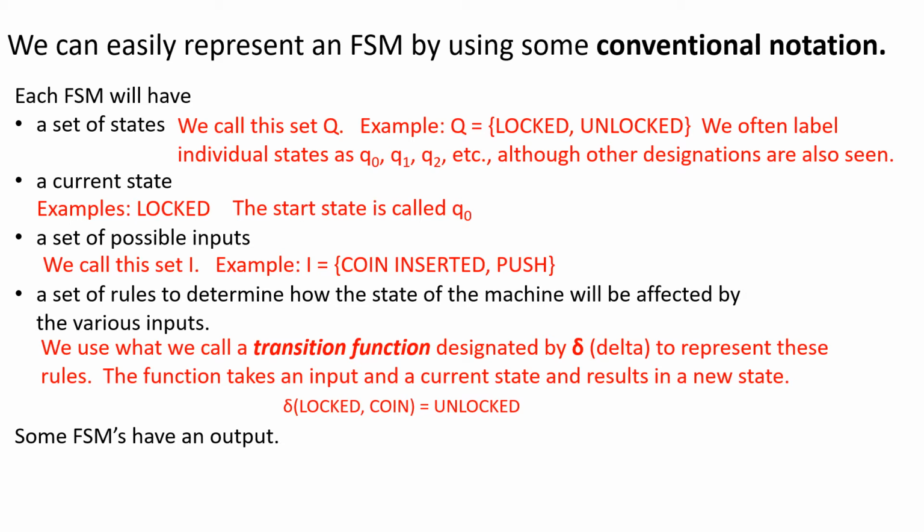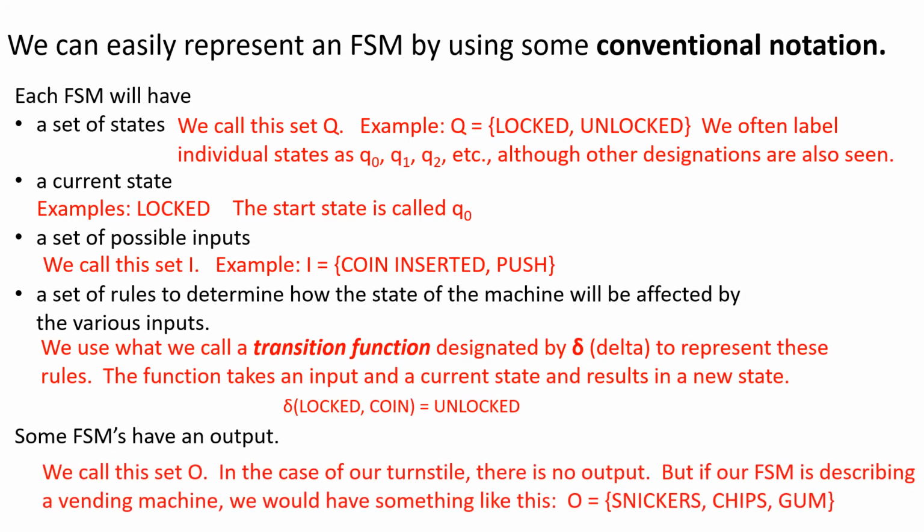Now, in order to make a full transition function, we would need to show all of those possible combinations. But this is just an example here about what we call them, what type of notation we use. So we'll get into the more specifics on this here in just a minute. And then there's output. Sometimes we do have output. This turnstile doesn't have any kind of output. But if we had, let's say, a vending machine, then the output might be the different items that could come out of that. So we could have some output there.